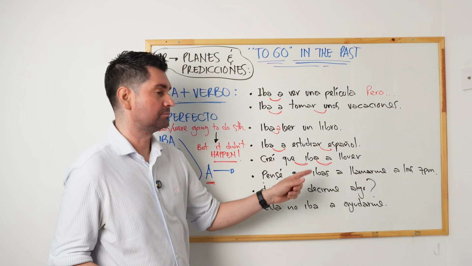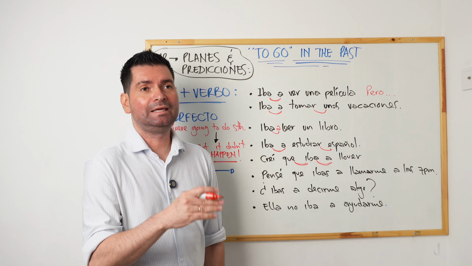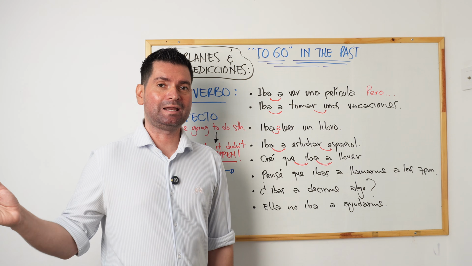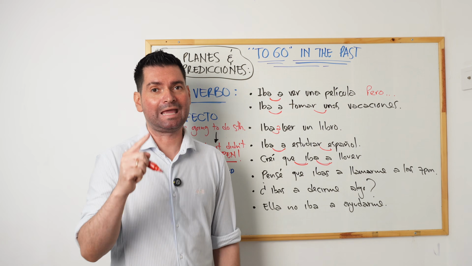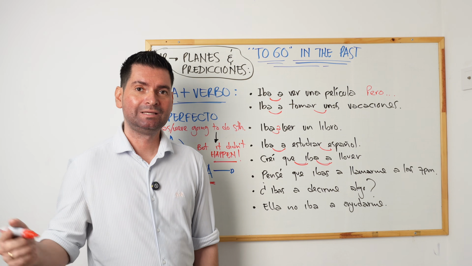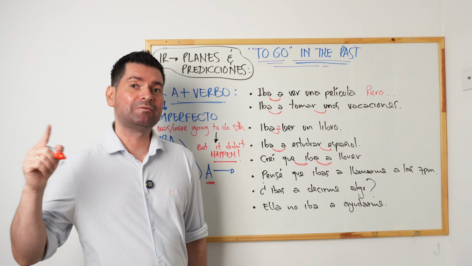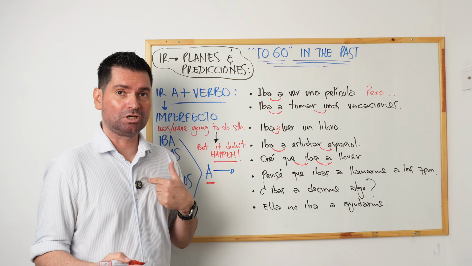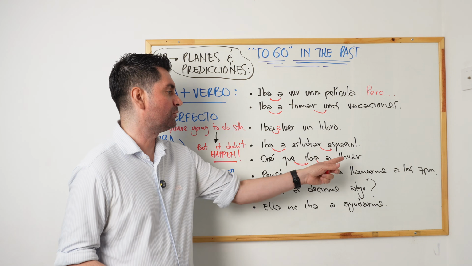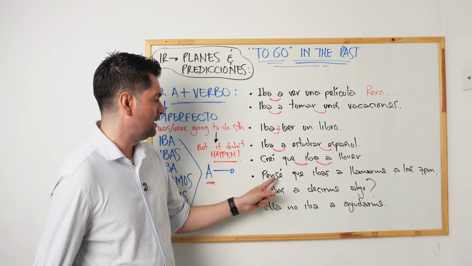This is very common. You could say, creí que el otro candidato iba a ganar. I thought the other candidate was going to win. Creí, but he or she didn't win. Creí que iba a ganar. That was my prediction. Creí que iba a llover. I thought it was gonna rain.